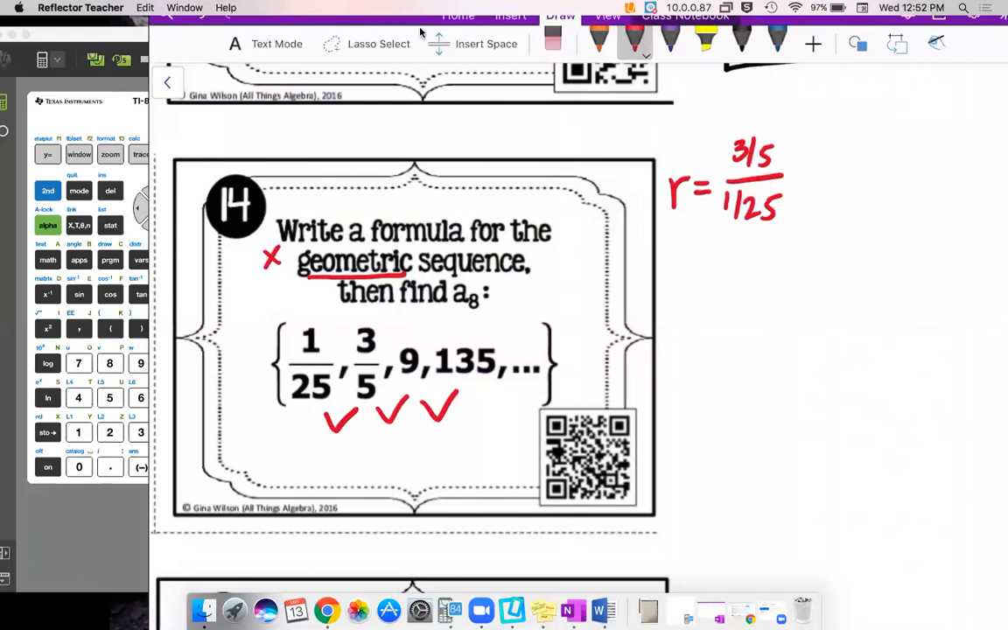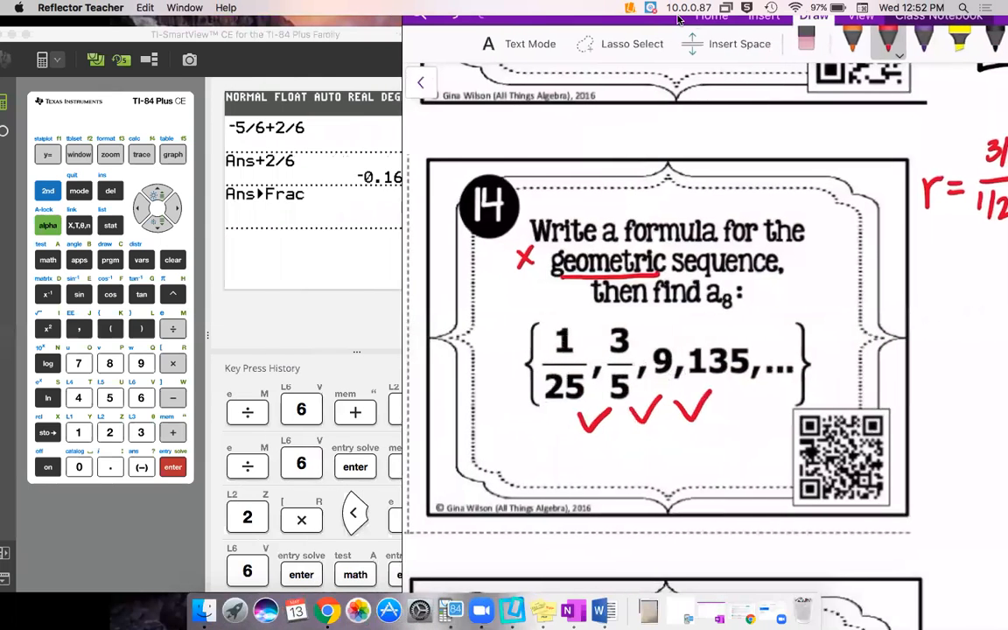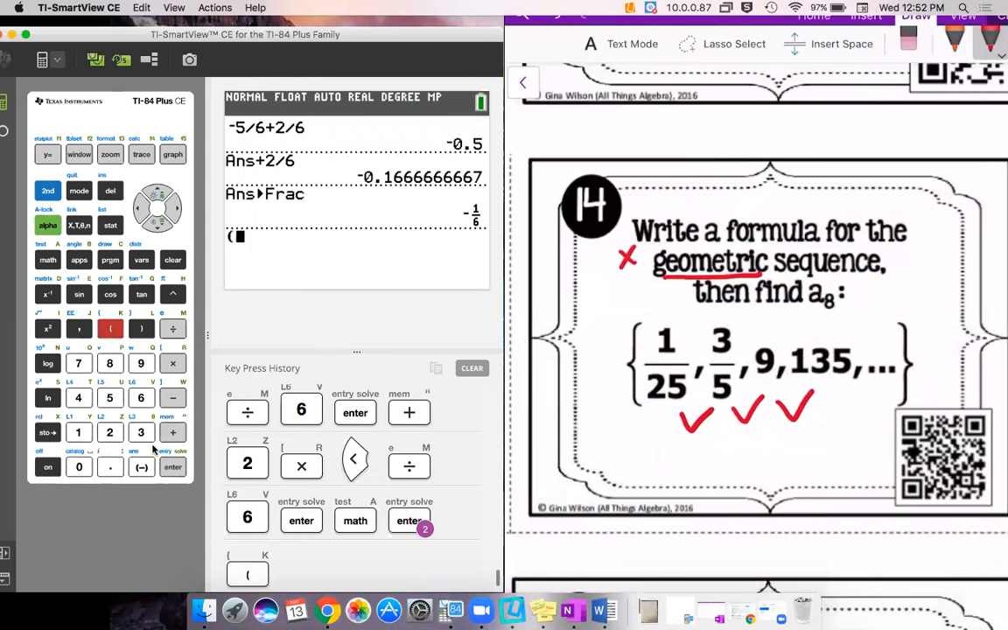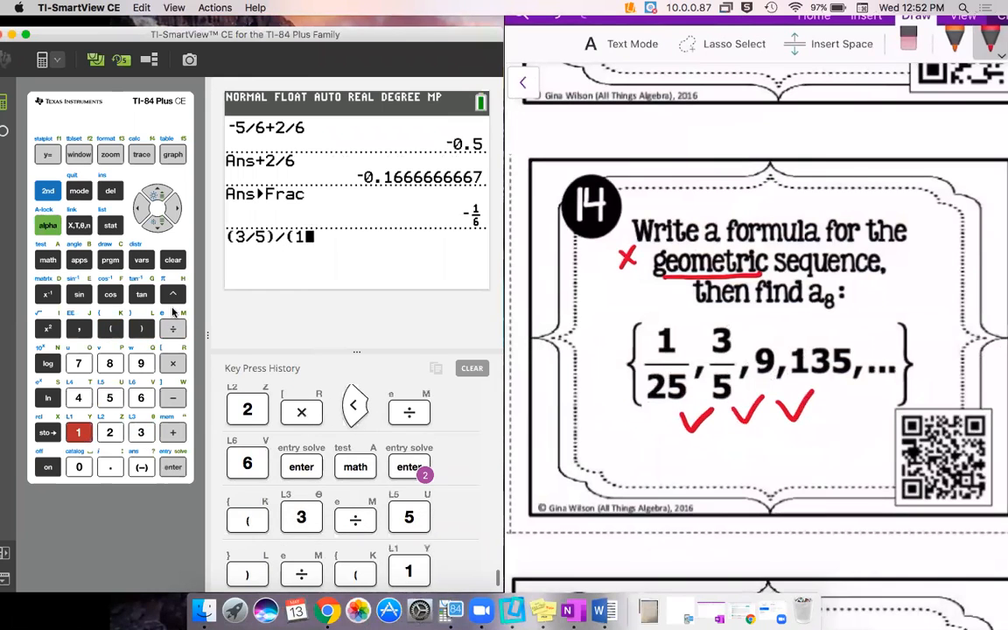So on my calculator, and it is real important that you guys do parentheses appropriately here. So I'm gonna do parentheses 3/5 divided by 1/25.